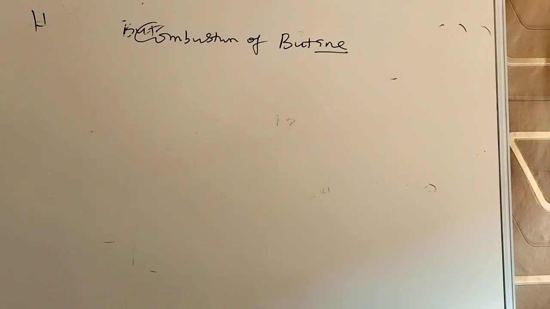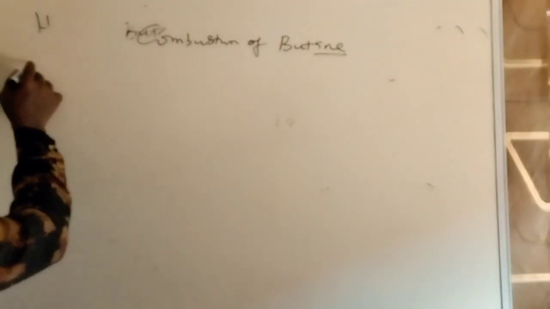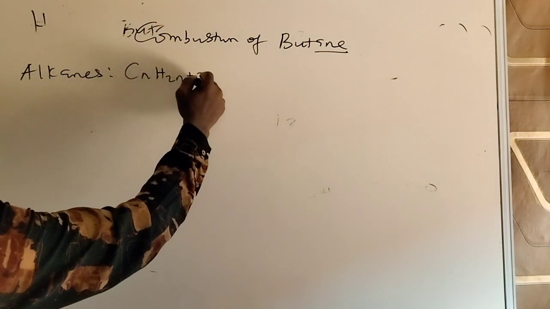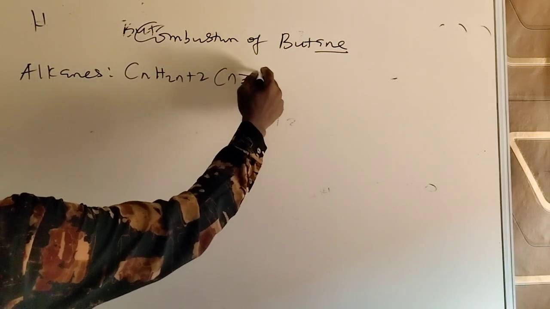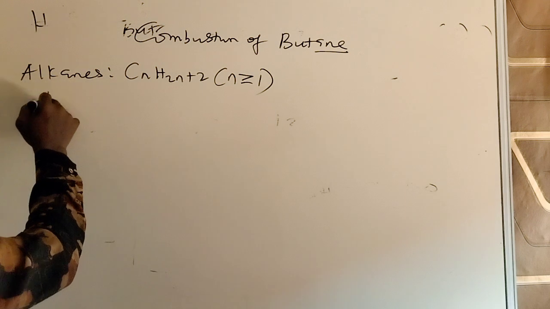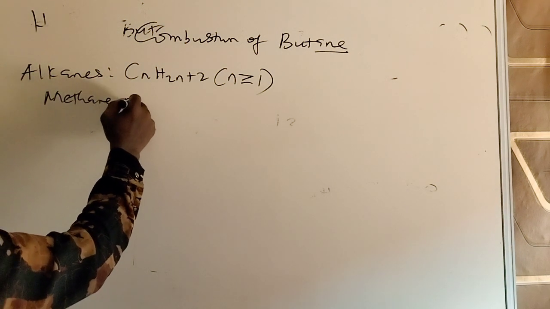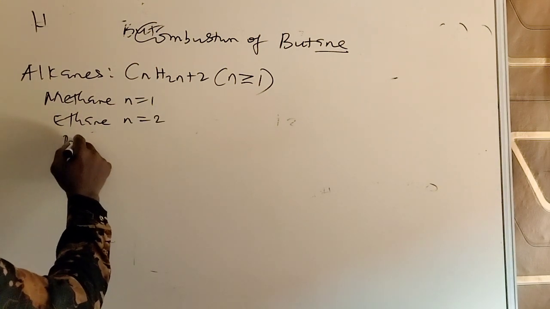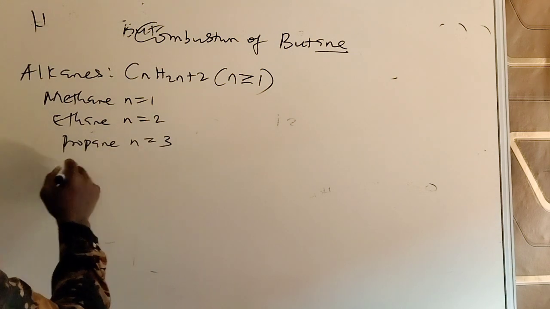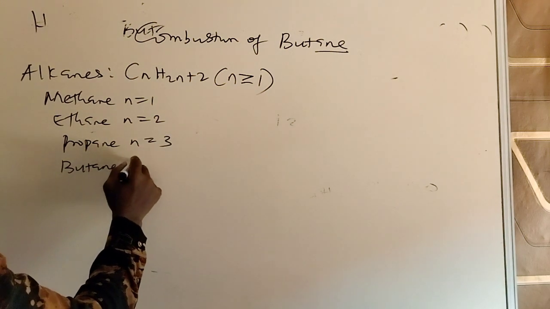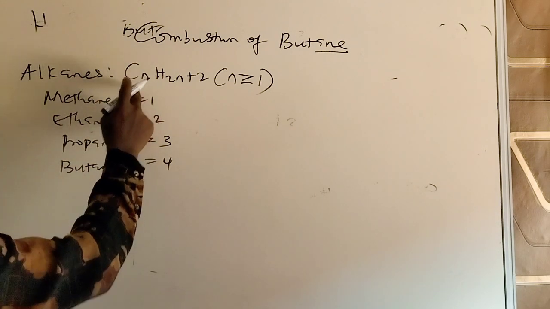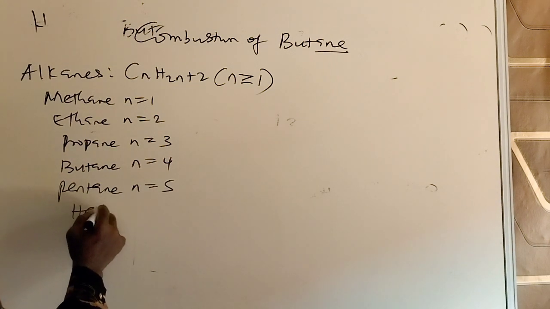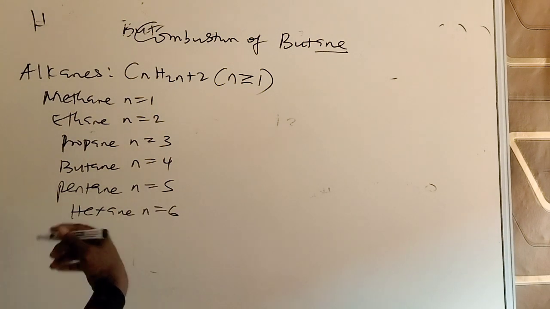So the problem now is to get the formula of butane. So you should know all alkanes. Alkanes have the formula CnH2n+2, where n starts from 1. So the first member is methane. For methane, n is 1. Ethane, n is 2. Propane, n is 3. Butane, n is 4. n means number of carbon atoms. Pentane, n is 5. Hexane, n is 6, and so on.